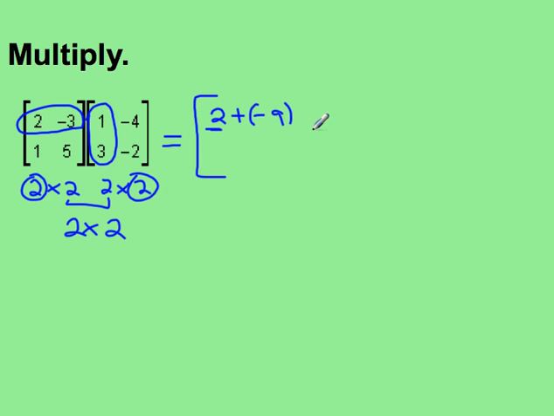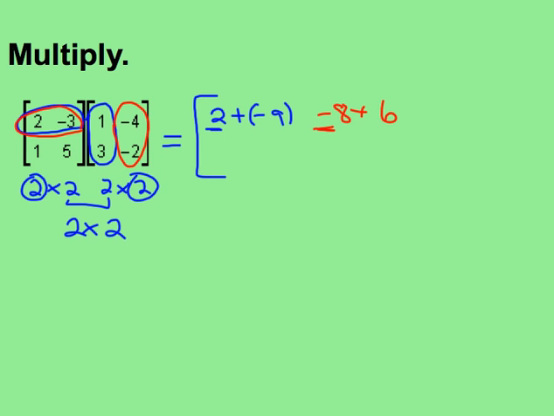Now if I move over to this spot, okay, I'm still in row 1, but now I've moved over to column 2. So now I'm going to go row 1, it's always the rows of the first matrix, times columns of the second matrix. Since this spot is row 1, column 2, then I'm going to take row 1, column 2, and put those together. 2 times negative 4 is negative 8, plus negative 3 times negative 2 is positive 6.